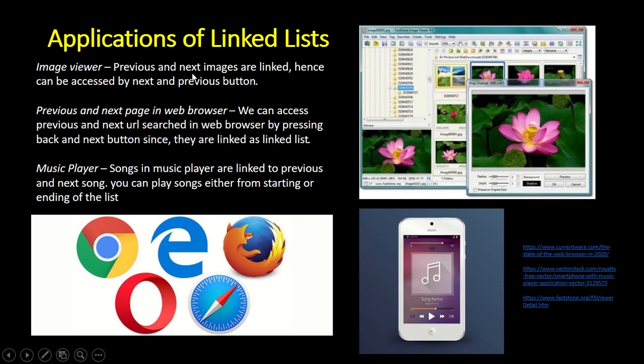Now, applications of linked lists. Application of linked lists in real life is, for example, an image viewer, because the previous and next images are linked, hence it can be accessed by the next and previous button. Just like in your gallery, when you swipe to the right, you will see the next picture, or when you swipe to the left, you see the previous picture. It's the same with the previous and next page in a web browser. You can access a previous and next URL by pressing the back button, since they are linked.